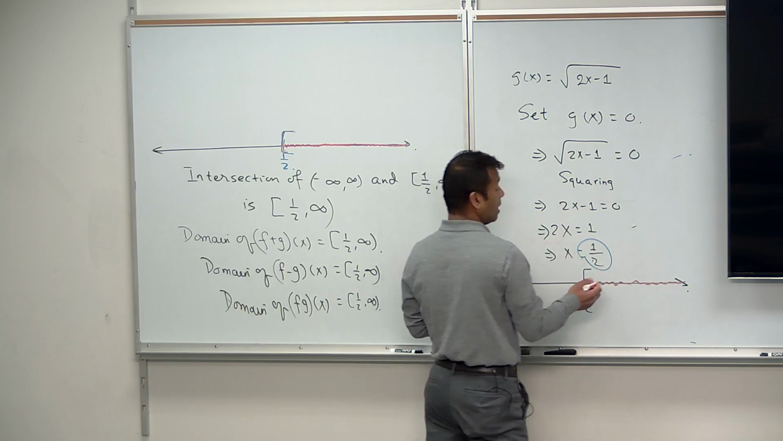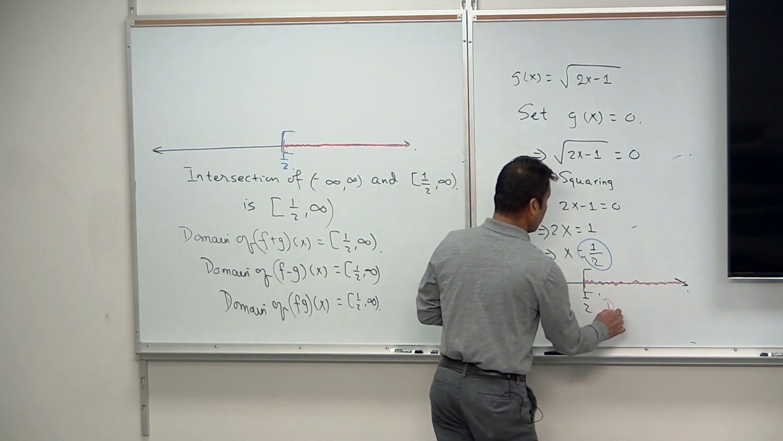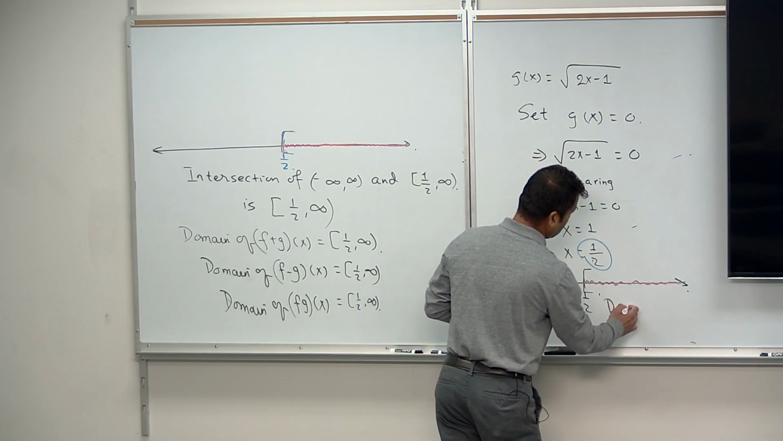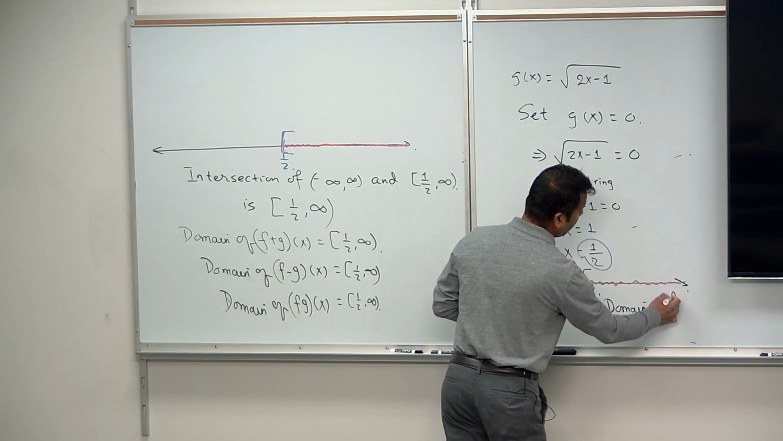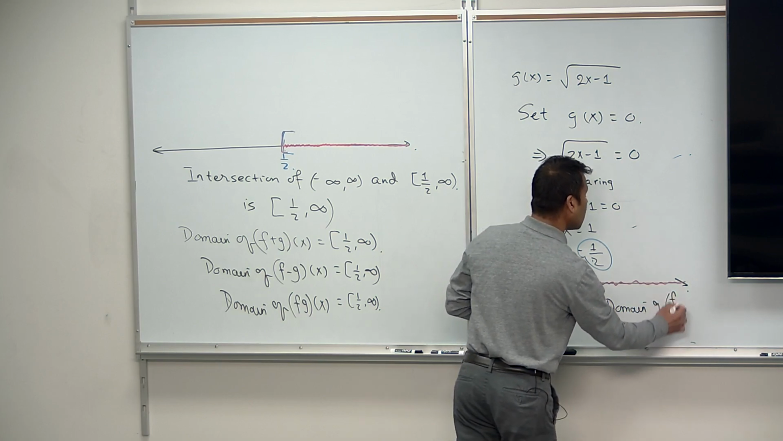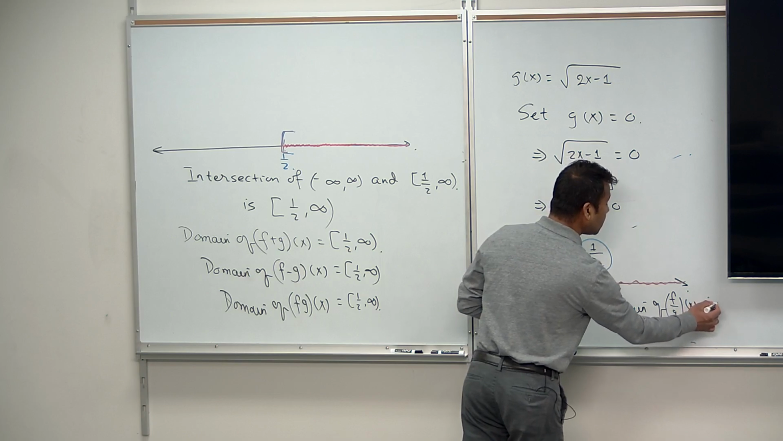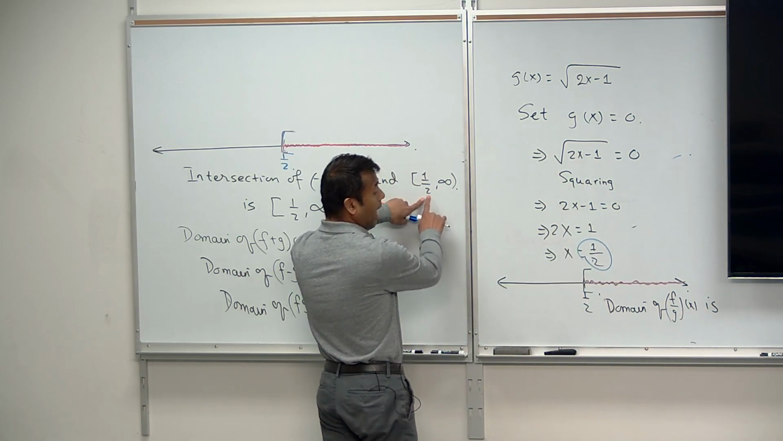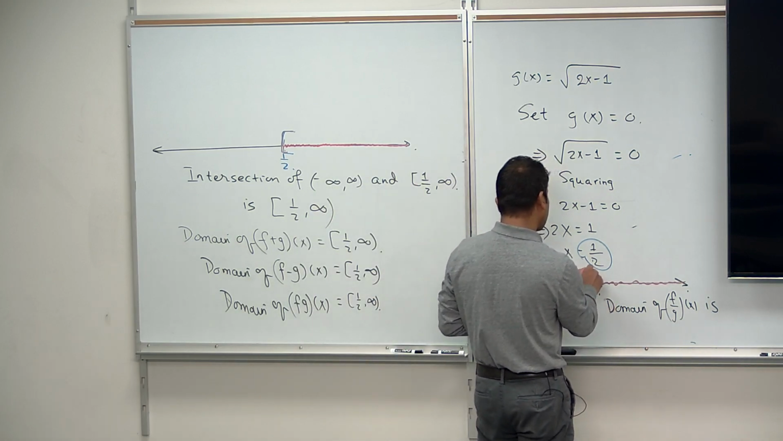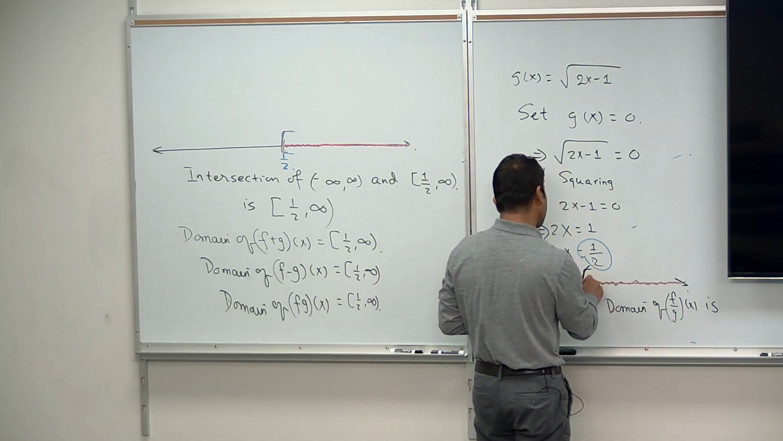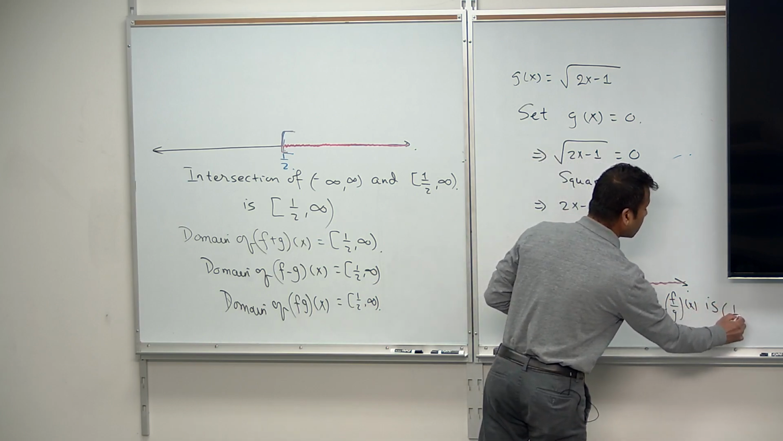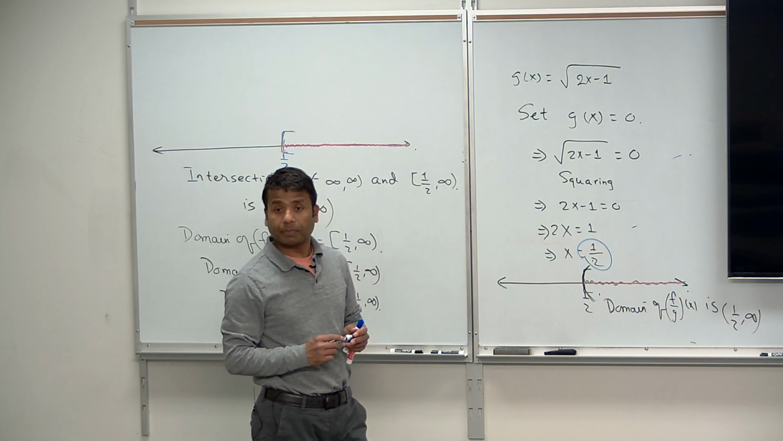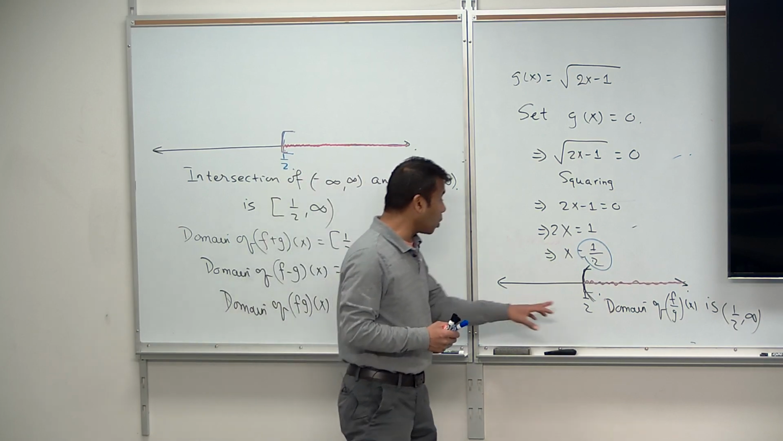So that means the domain of f over g of x is, so you exclude from the intersection, you have to exclude 1/2, okay? So that will be what? Simply, you know this will be parenthesis here, right? So this will be parenthesis 1/2 comma positive infinity. Make sense? Because you have to exclude 1/2.